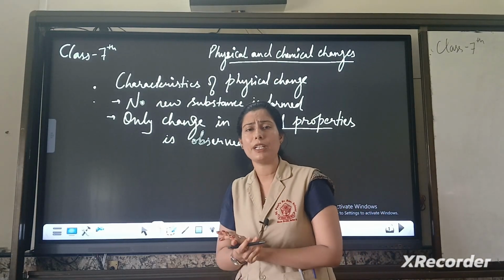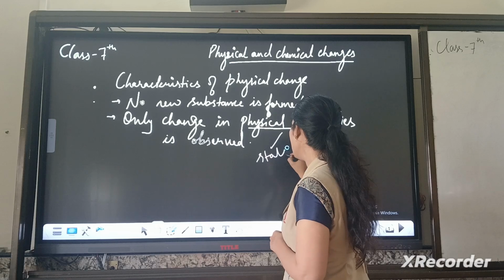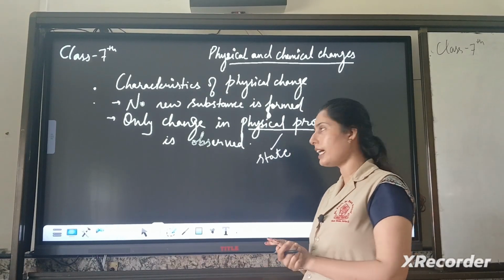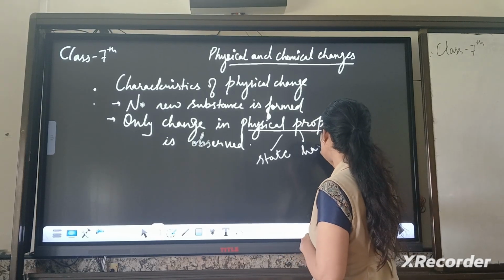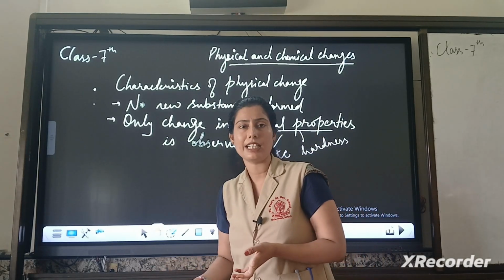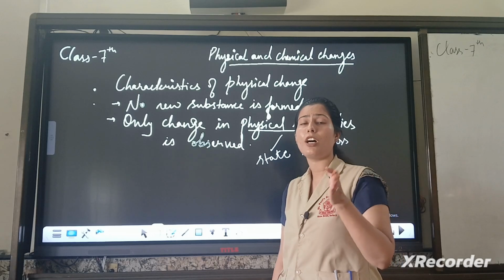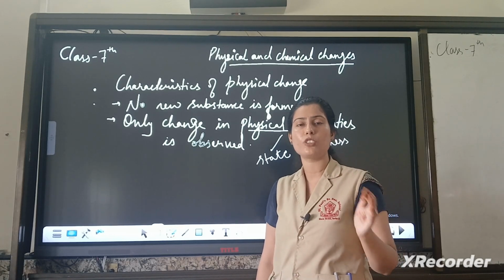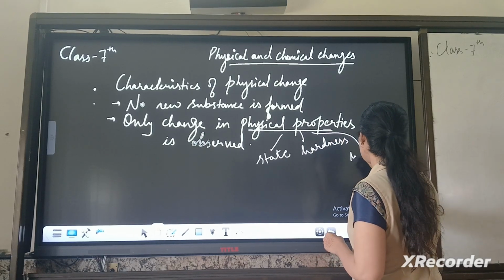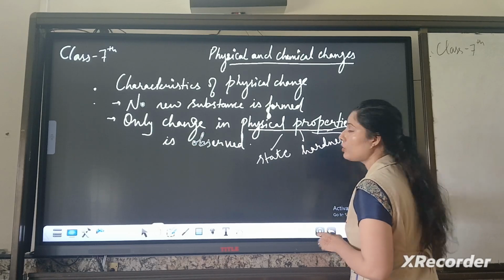What are the physical properties? Look here, physical properties are the state of substance. There are three states of substance: solid, liquid and gas. Hardness. Sometimes there is a change in the hardness. We have seen this example of hardness change in a change from ice, we can say from solid to gaseous form. Again there is a height change, shape change and so on.